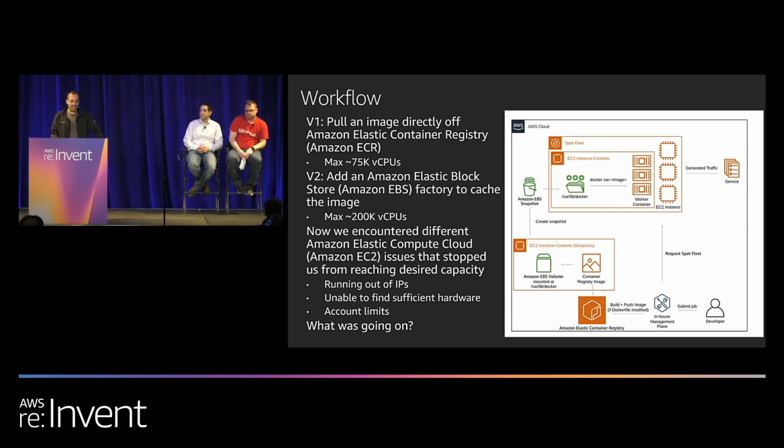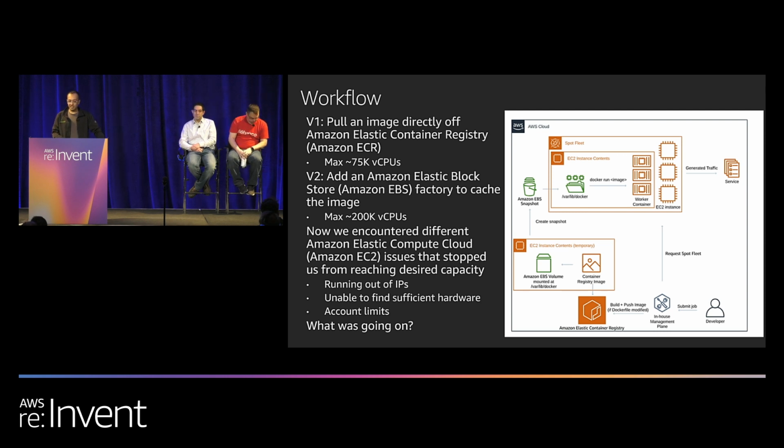So the first design that we had is the developer would say they want to run a load test or something. They would provide us a Docker file for it. And we would take that Docker file, build it if needed, and store it on Amazon ECR, their Elastic Container Registry service. And then we would spin up a Spot fleet, and then each instance would pull the image off the ECR registry, and then we had a simple bash loop that just said, for x in 100, Docker run this container. That worked fine up until about 75K vCPUs, or around a bit over 100K containers.